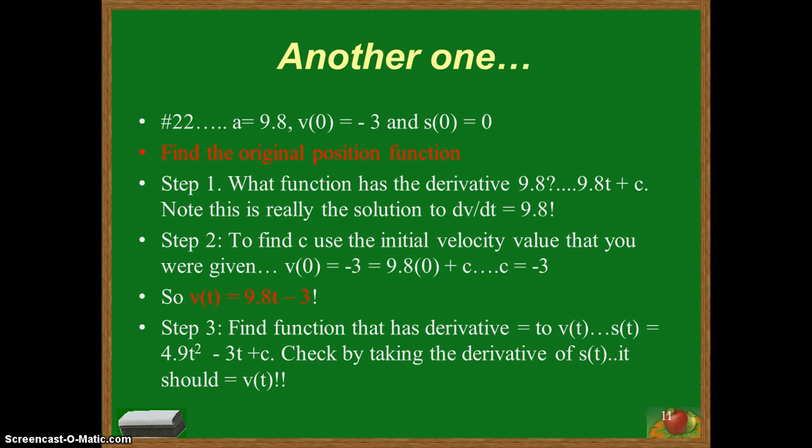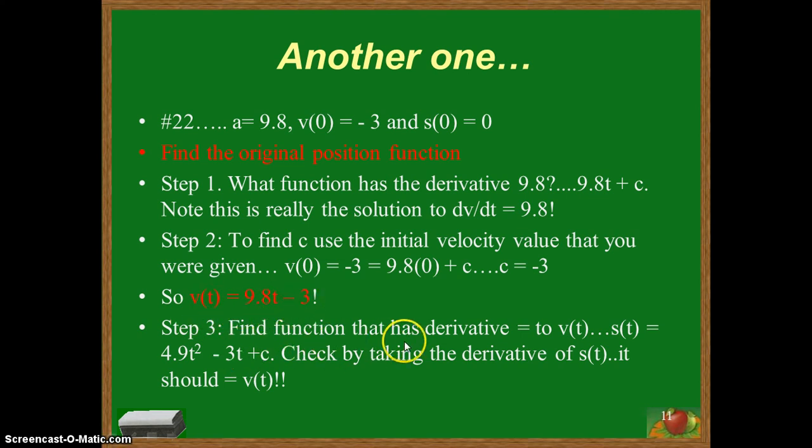Note that this is really a solution to the differential equation dv dt, which equals acceleration, when equaling 9.8. To find c, use our initial velocity value. At time 0, velocity is negative 3. Okay, so negative 3 has to equal 9.8 times 0 plus c, therefore c equals negative 3. Now v of t has to be equal to 9.8t minus 3.